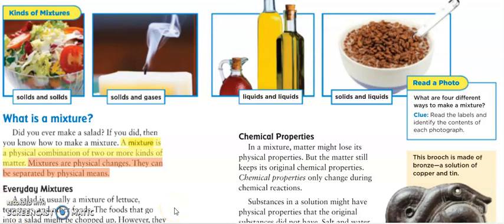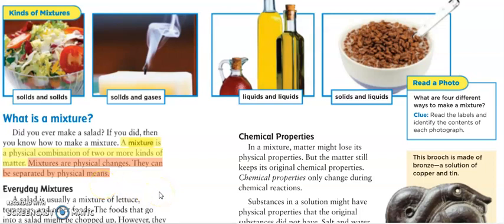Okay, guys, first I want to ask you a small question. Did you ever make a salad in your home? If you did, then you know how to make a mixture. A mixture is a physical combination of two or more kinds of matter.